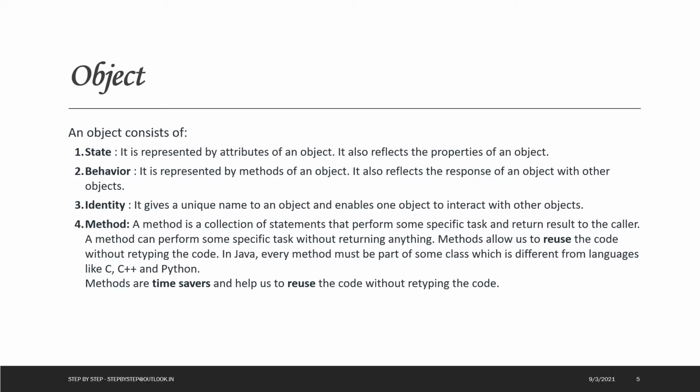Methods allow us to reuse the code without retyping the code. Because we can call the method at any point of time, we don't need to write the code again and again. We can simply call the method using the object. In Java, every method must be part of some class, which is different from languages like C, C++, and Python. So in Java, the method must be written inside the class. Methods are time savers and help to reuse the code without retyping the code.